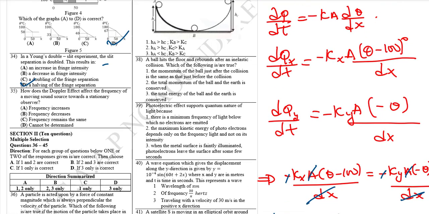And question number 35, finally. How does the Doppler effect affect the frequency of a moving sound source towards a stationary observer? So the observer is here, O, and the sound is moving towards him, so definitely frequency increases, A.